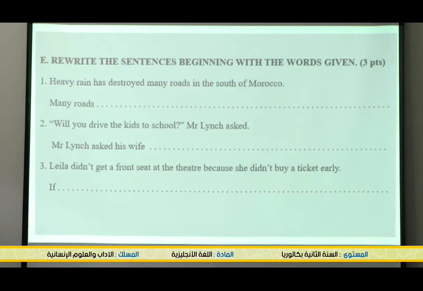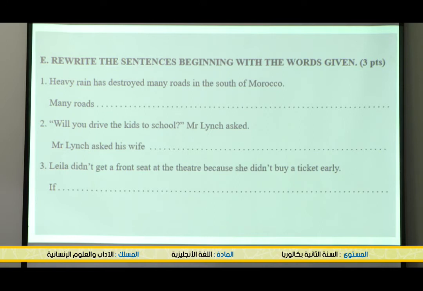Next, exercise E. Rewrite the sentences beginning with the words given. 1. Heavy rain has destroyed many roads in the south of Morocco. And the sentence begins with many roads. Now let's look at the sentence again. We have heavy rain has destroyed. Okay, so heavy rain is a subject. Has destroyed is a verb. Many roads is the object. And the sentence begins with many roads, with the object.